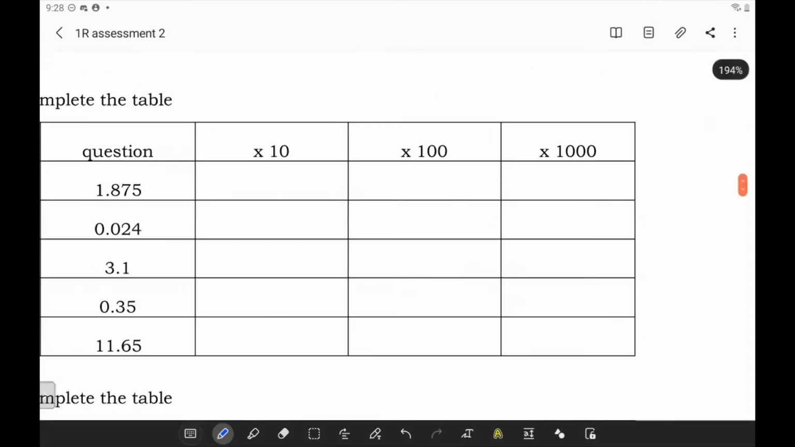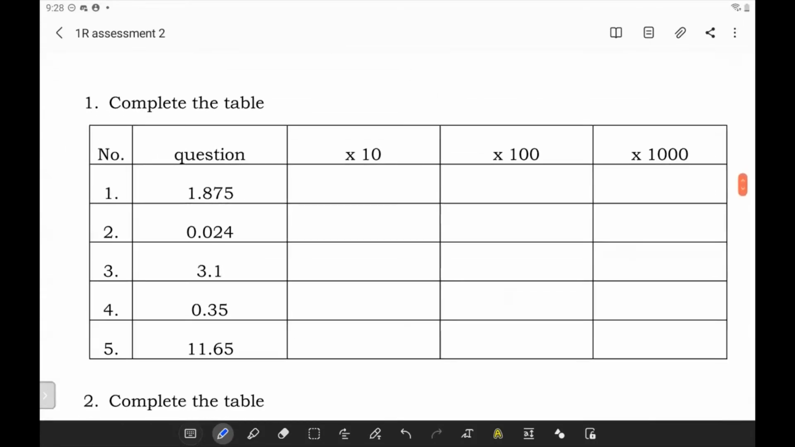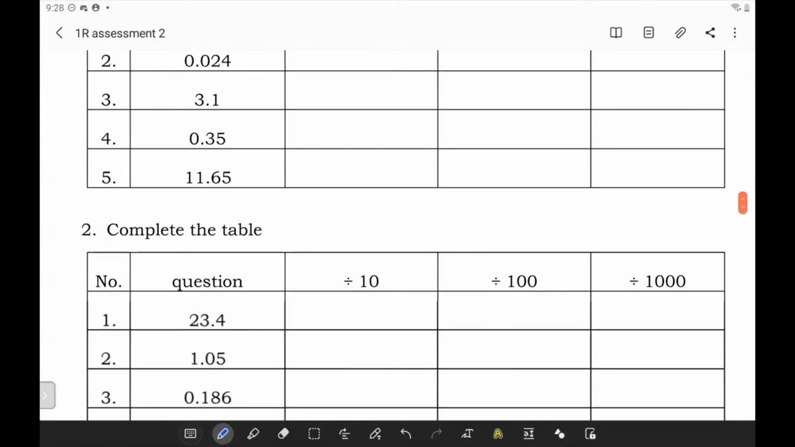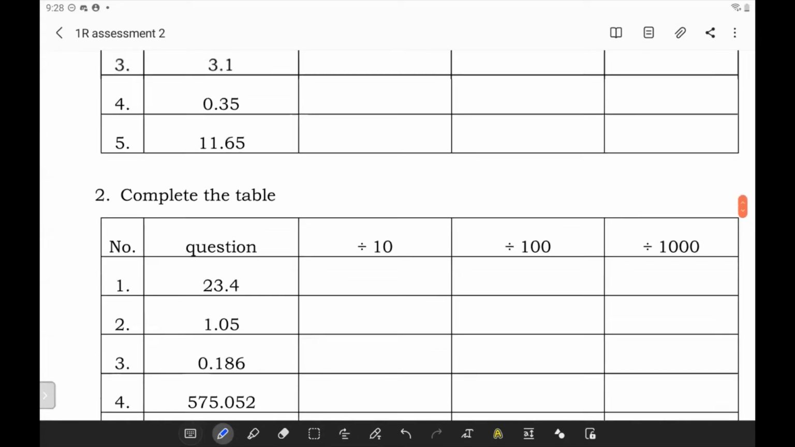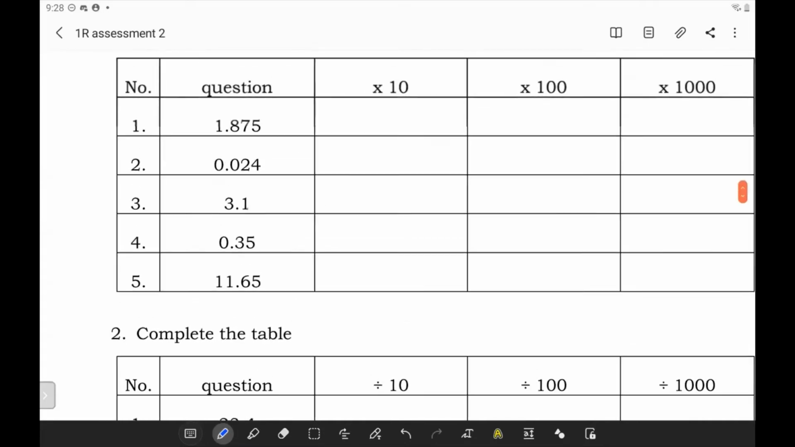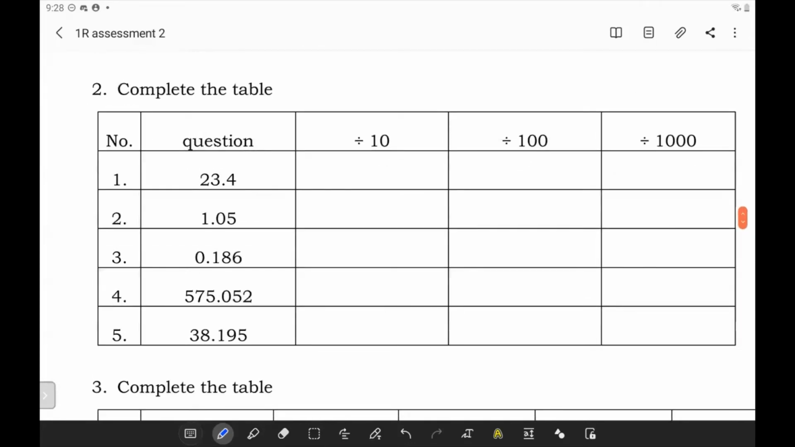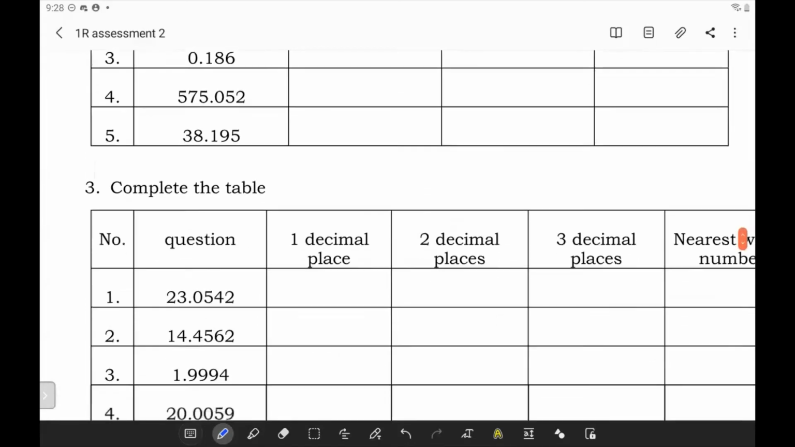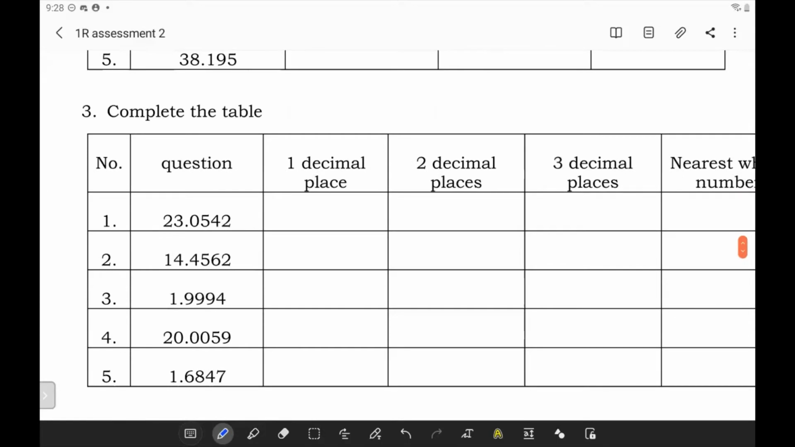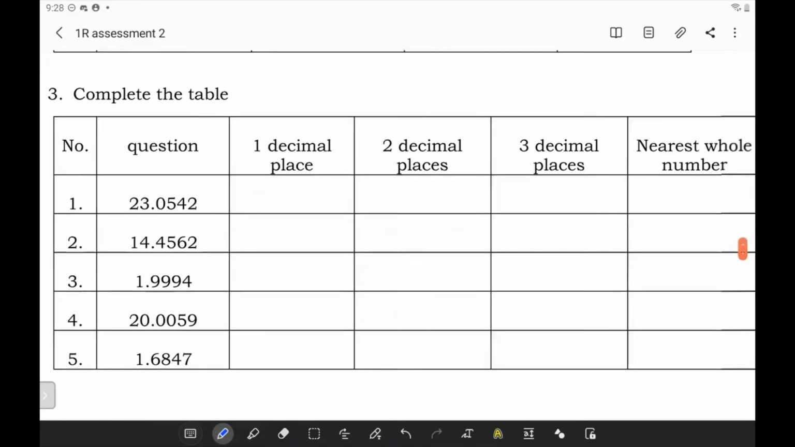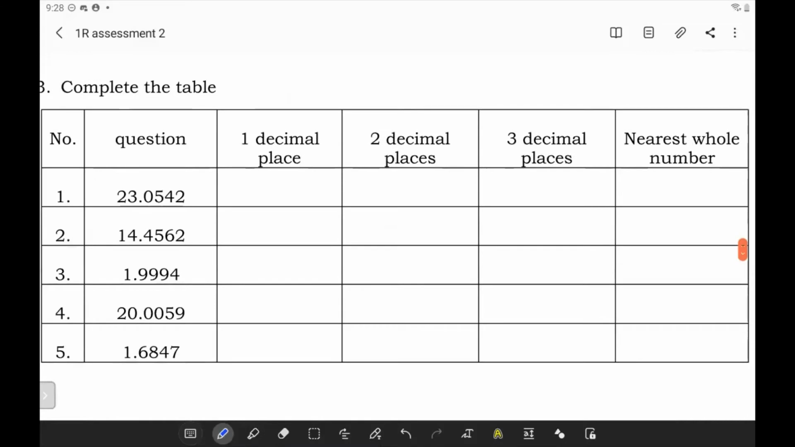All right, so we have now completed the table, multiply by 10, 100, and 1000. I said that I have left this as an exercise for you all. All right, so you may pause the video here and get the questions. But for part 3, we want to round off to 1 decimal place, 2 decimal places, and the nearest whole number. So number 1. For 1 decimal place, remember we want 1 decimal place, so we're looking at this number to see if it is 5 or more, and then to add 1 or leave it alone to the number that we need.